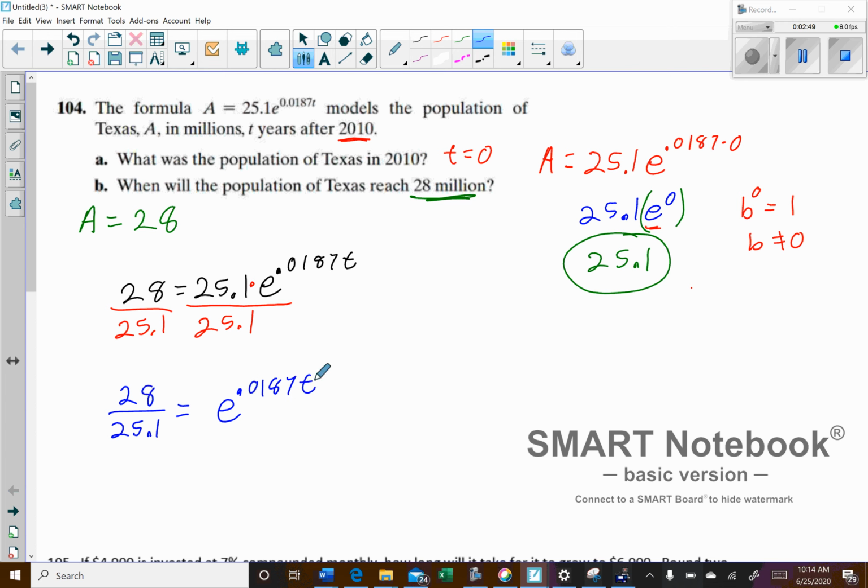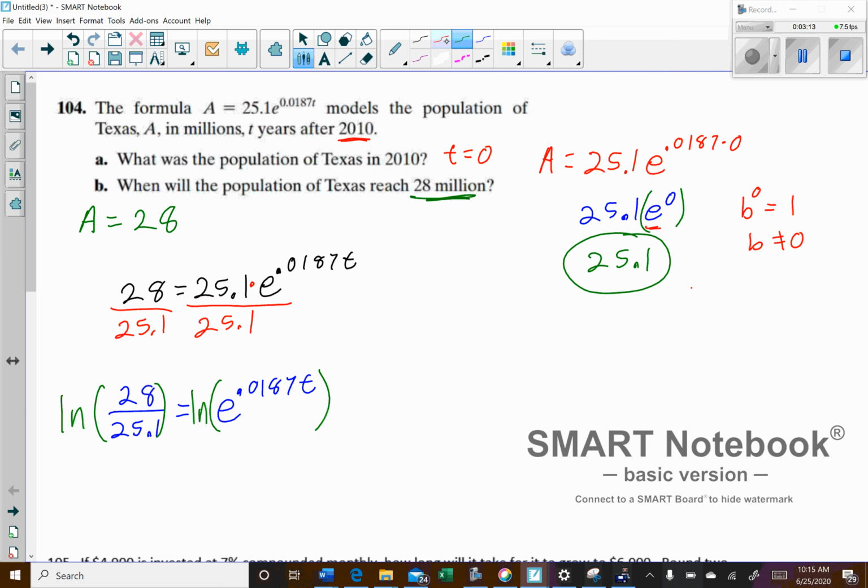0.0187t. Okay, so now I'm going to use one of my properties from earlier in the section. And what I can do here is use the one-to-one property, which is that I'm going to take the natural log of both sides. So I'm going to take the natural log of the left side, and I'm going to take the natural log of the right side.